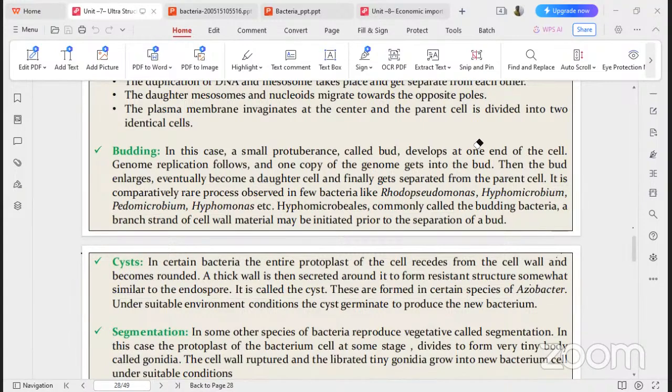These are found in Hyphomonas, Pedomicrobium, or Rhodopseudomonas. There are so many bacteria where even bacteria form a bud. The cytoplasm and genetic material enter it. Like that, it forms the bud. When it splits from the mother, it becomes a new bacterium.